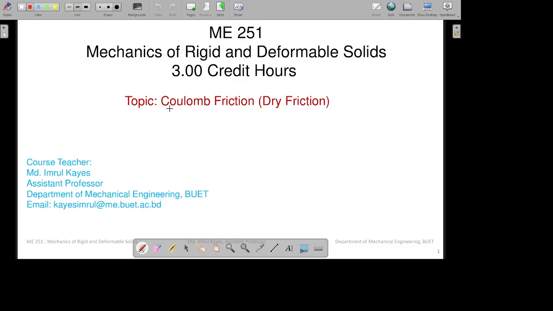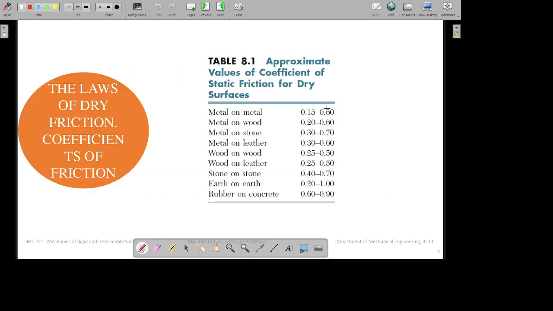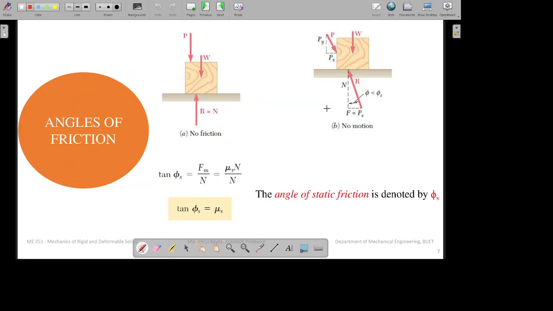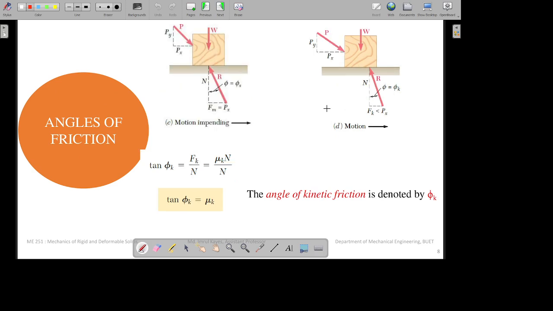Hello everyone. Today we're going to solve some problems related to friction. The slide is actually taken from my course teacher Imrul Kais sir. So the slide is not mine. Credit goes to my teacher. So I am ignoring the theory part.